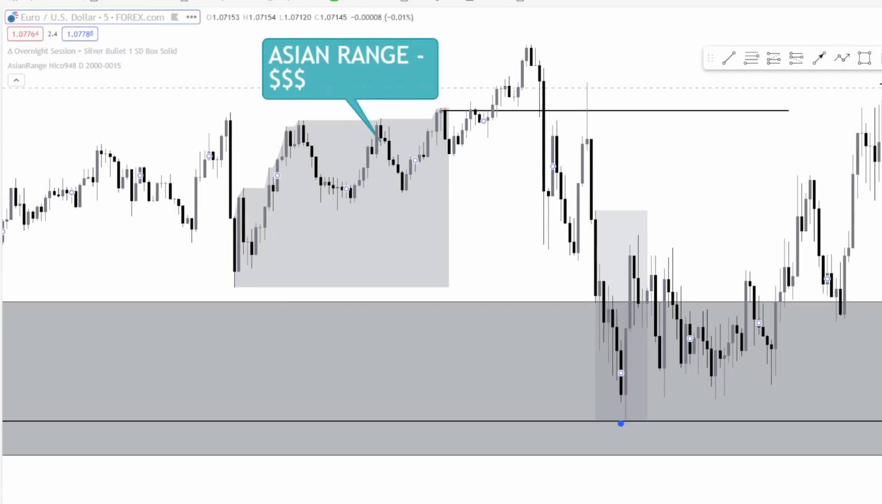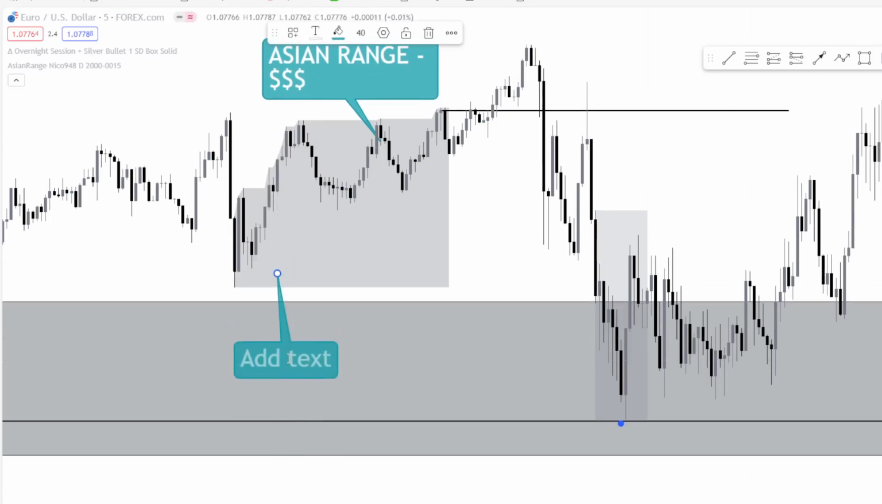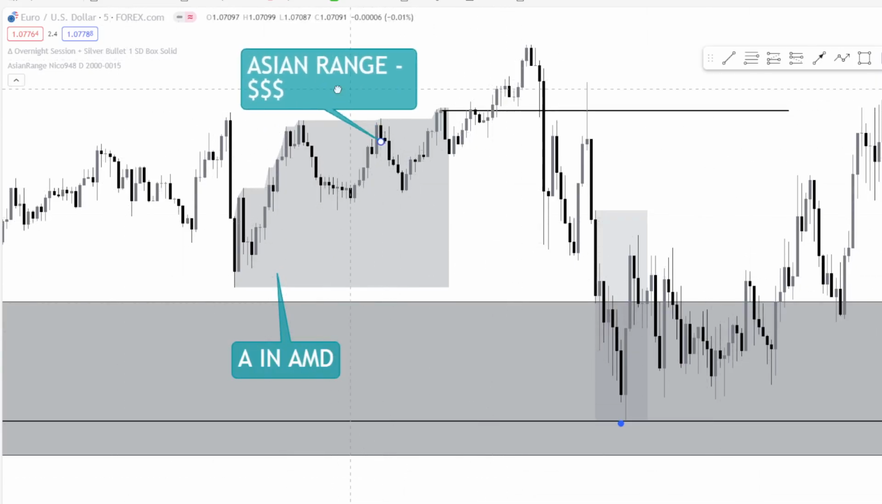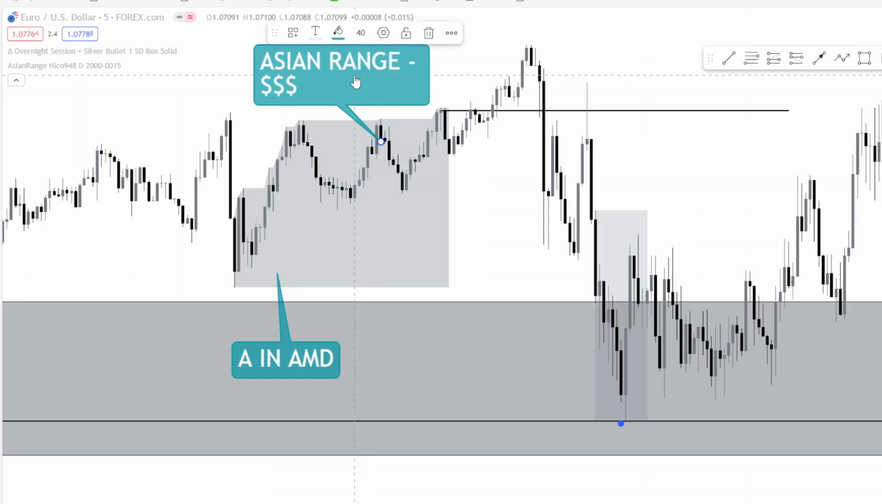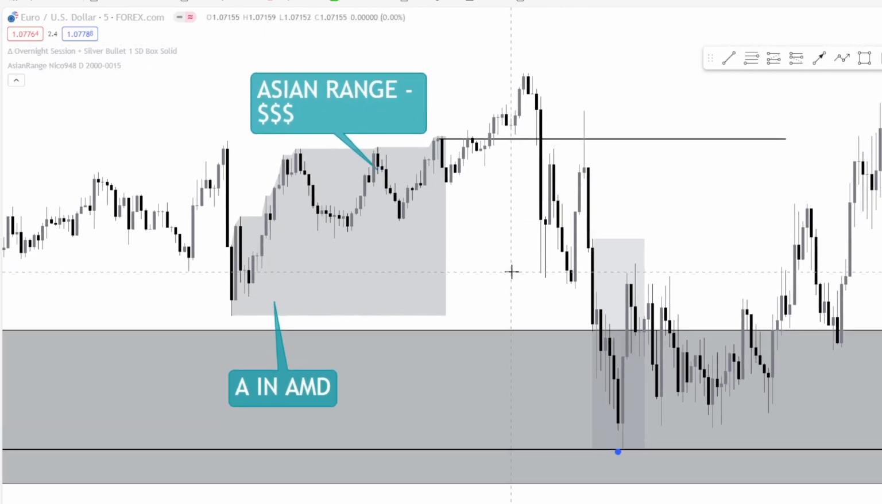So when we talk about our AMD, this is what the A stands for. It's the A in the AMD. We see an accumulation in price. The Asian range builds liquidity, especially on Euro pairs, GBP pairs, and USD pairs, especially USD denominated pairs. We see the Asian range accumulate the liquidity, and this liquidity is very important and we use it throughout our strategy, especially when it comes to the next stage of the AMD, which is the M, the manipulation.